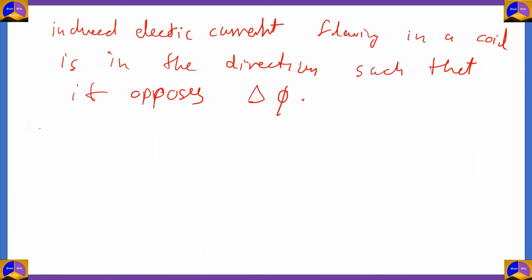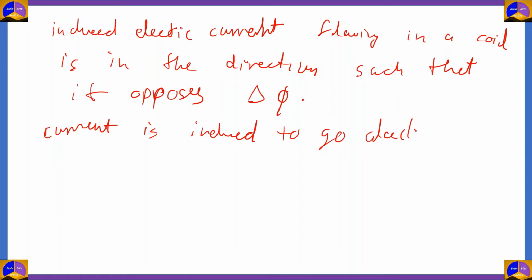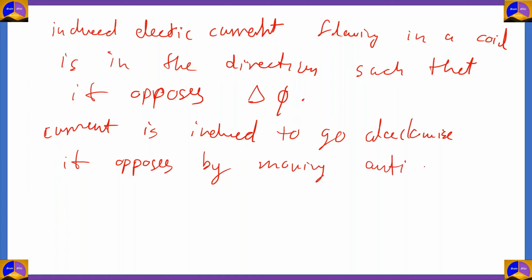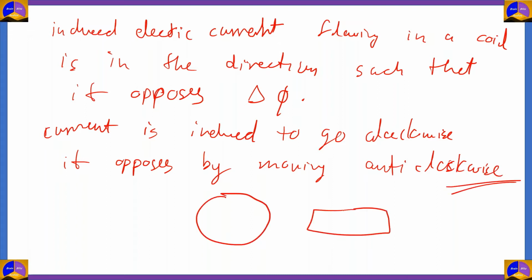So therefore, since current is induced to go clockwise, then it opposes this induction by moving anti-clockwise. So that is the whole sense of the Lenz's law. So if the magnet is moving towards this coil, then instead of going clockwise, the induced current should go anti-clockwise. And when it goes anti-clockwise like this, then it acts as a north pole. The flux that is produced by the current acts as a north pole, which now opposes the change in magnetic flux brought about by the bar magnet.